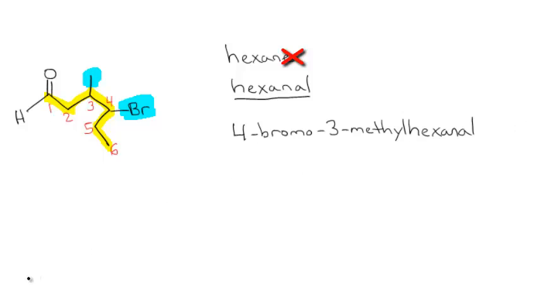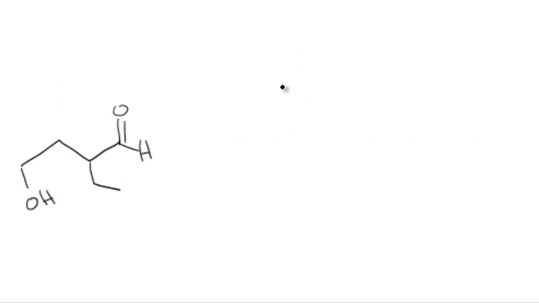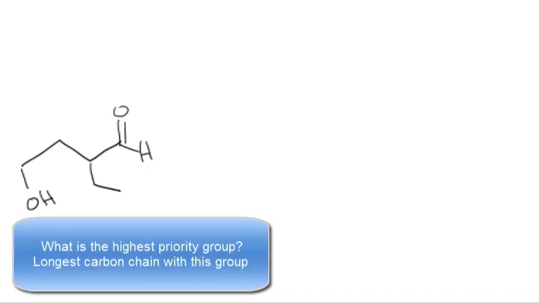Let's go ahead and move on to another compound. This one here. Put a few things in there. Okay, so for this compound, again, just like any other, what is the highest priority group? And make sure we put this highest priority group in the longest continuous carbon chain. Our highest priority group in this molecule is actually the carbonyl aldehyde on the right-hand side.